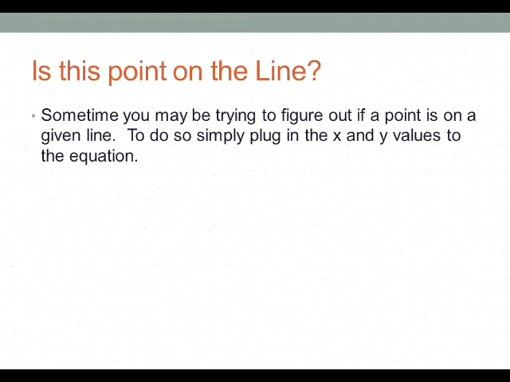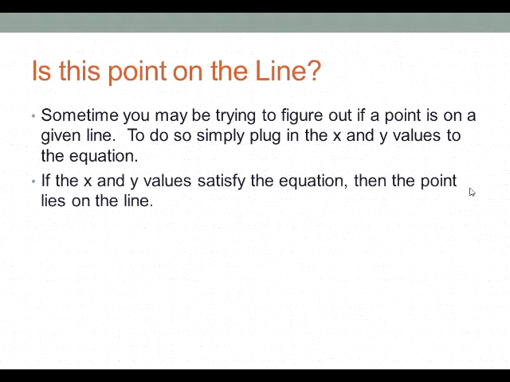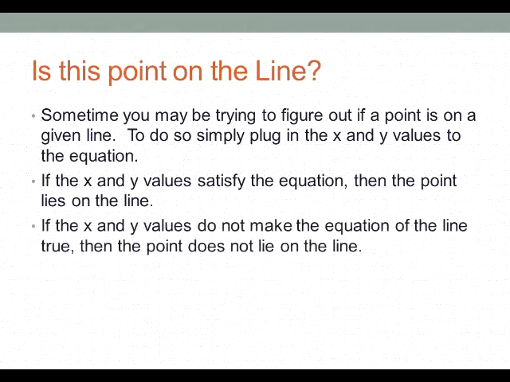So sometimes you may be trying to figure out if a point is on a given line. In order to do this, all you have to do is plug x and y values into the equation. If the x and y values satisfy the equation, they make the equation true, then the point is on the line. If the x and y values do not make the equation true, so they're not equal when you're done, then the point is not on the line.